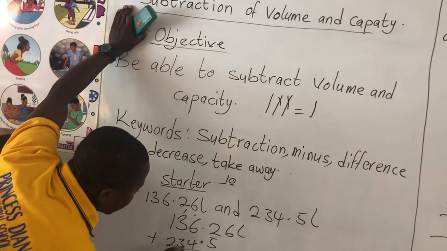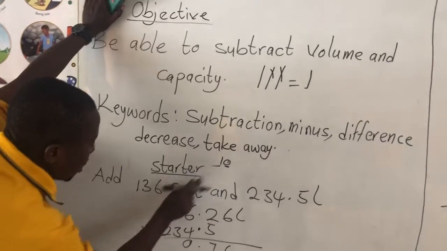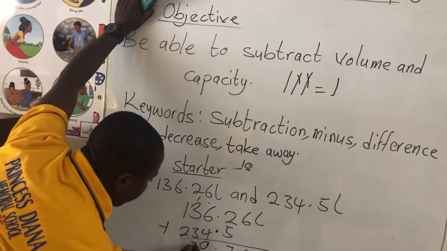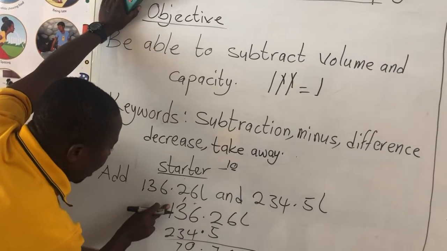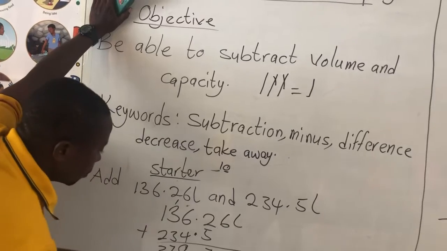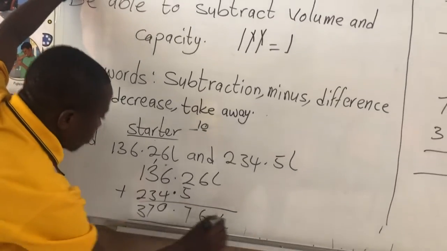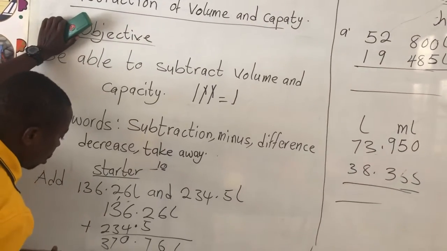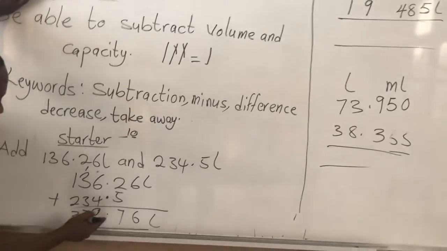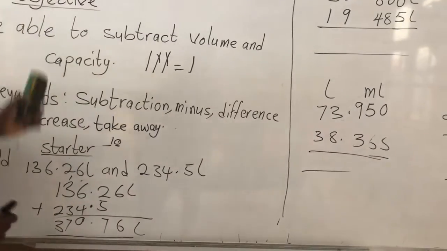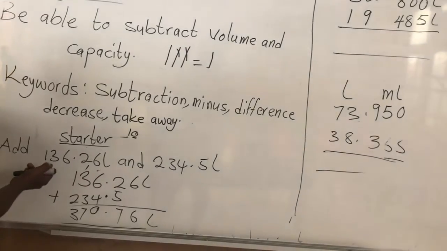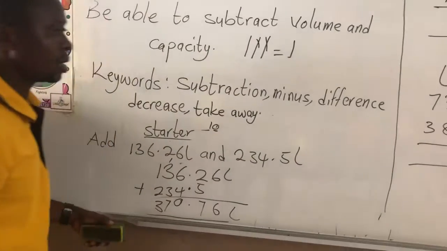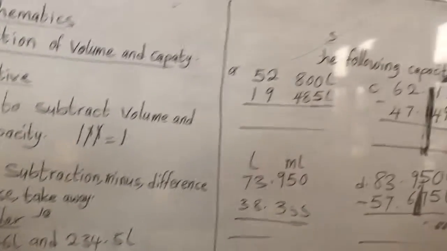So now we have our 0 there. Then the 1 we are carrying, we add it to the 2, making 3, plus this 3 here will give us 7. Good. Now 1 plus 2 will give us 3. So in all, we have 370.76 liters when we are adding 136.26 liters and 234.5 liters. Now let's continue with the subtraction for today.